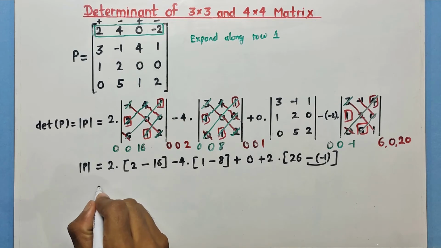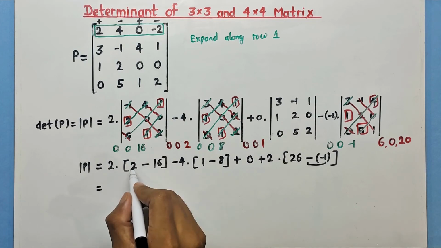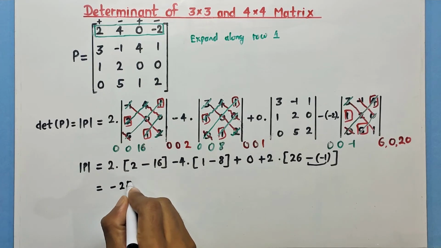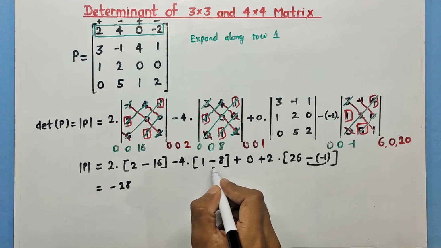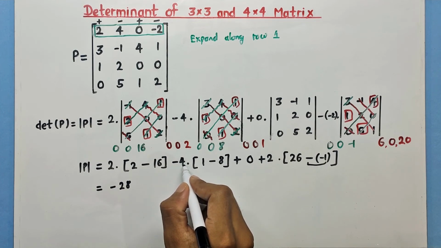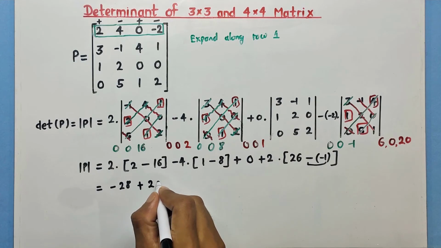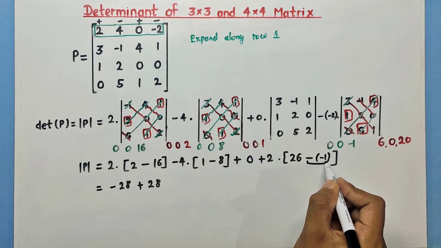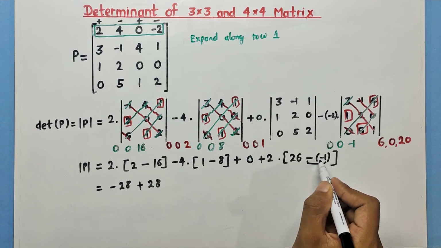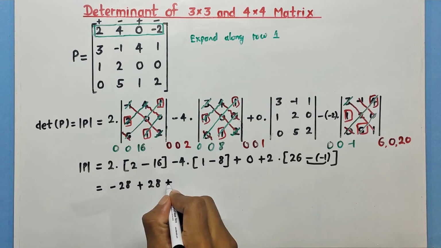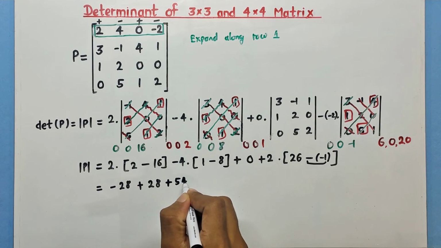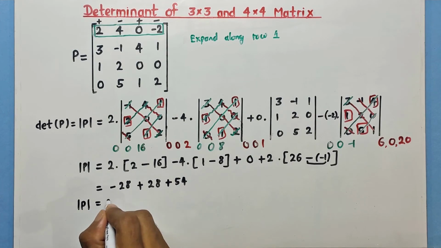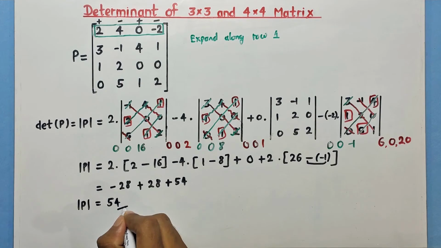Let's simplify this further. So we'll have determinant of P equals 2 times minus 16, that is minus 14, times 2, that is minus 28. 1 minus 8, that is minus 7, times minus 4, that is plus 28. Now here 26 minus minus 1 will be plus, so 26 plus 1, that is 27, times 2, that is 54. So the final answer is determinant of P is just 54. This will be our final answer.